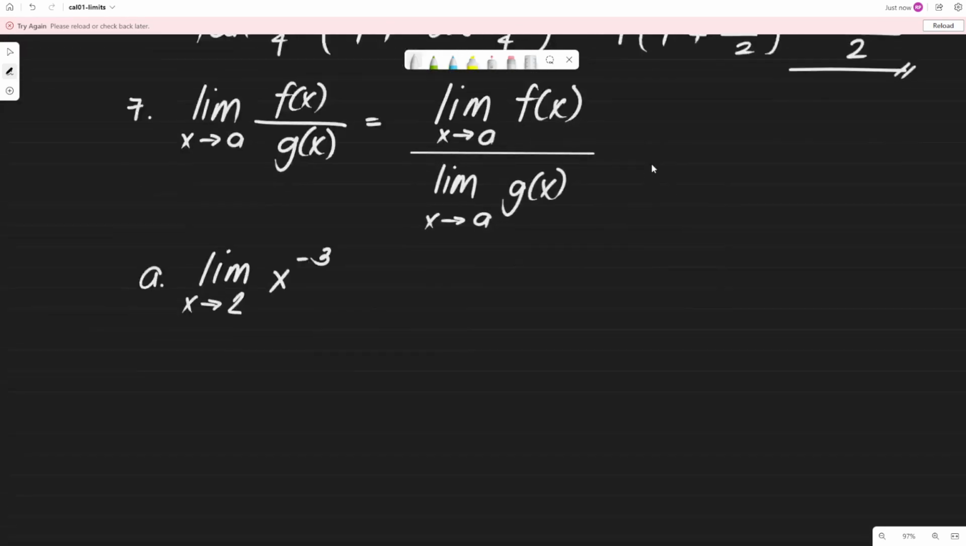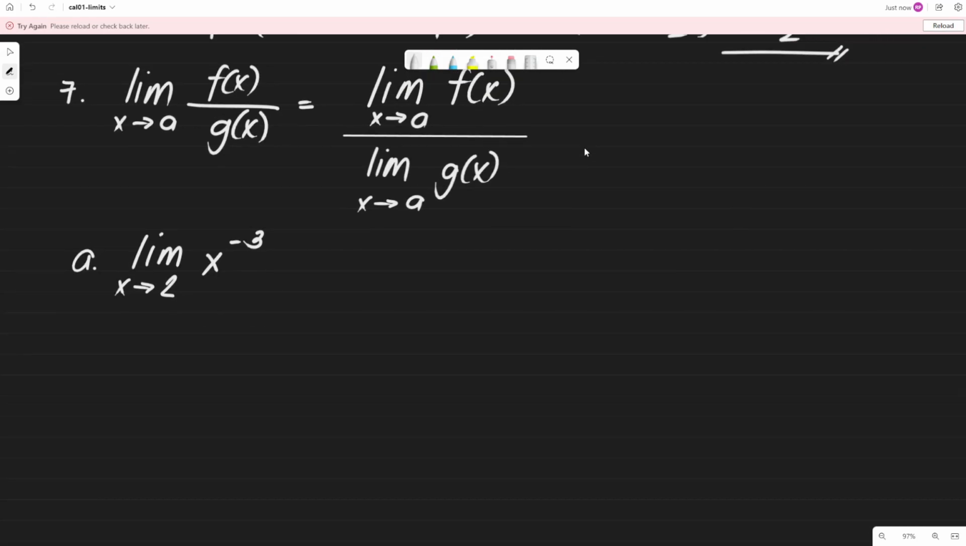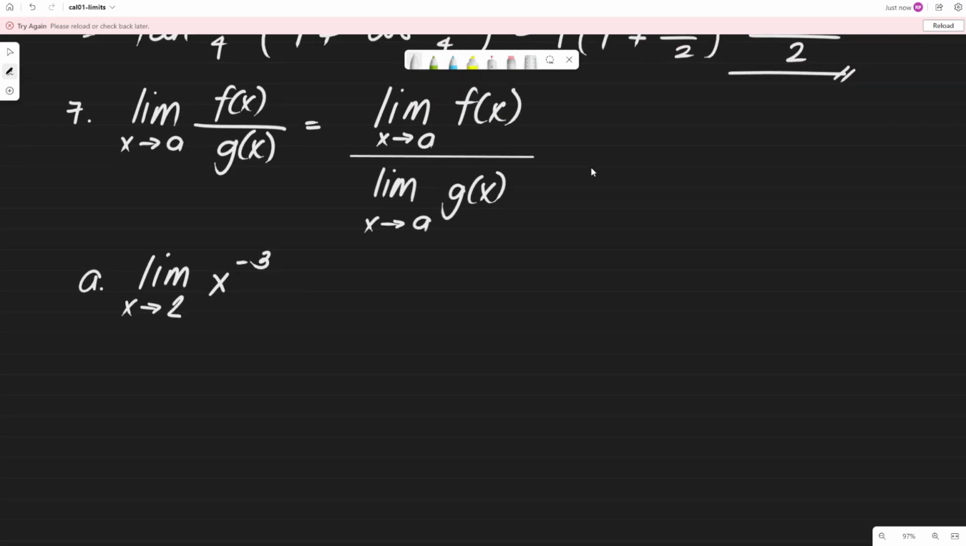Then last, our theorem number 7. If we have the limit of a function divided by another function, we can also distribute it. However, it should be provided that we have evaluated them already. The one on top is A, and the one on the bottom is B.